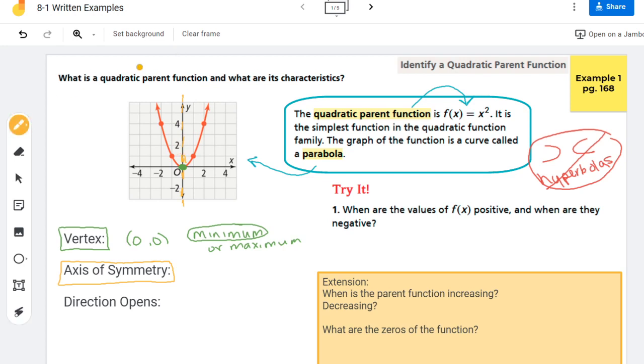Now the axis of symmetry is a line. So what that means is when you go to describe the axis of symmetry, you need to do it with the equation of a line. So it's always going to be x equals and then some number. Now in this case, that number is 0. And you get that 0 from looking over here at your vertex's x value, because the vertex always lies on the axis of symmetry.